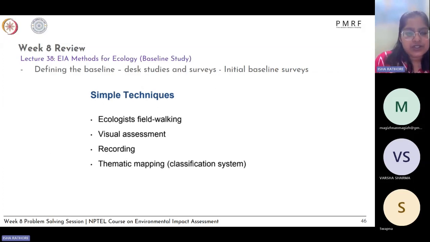So these are ecologists field walking, that they can walk in your development site and see what species are there and make a note of it. Visual assessment based on photographs and people on site. Recording and thematic mapping or classification system.